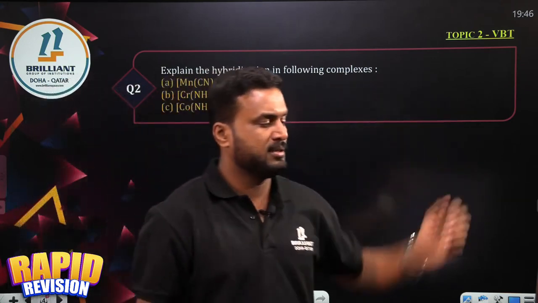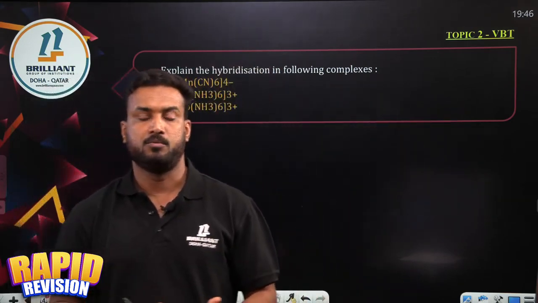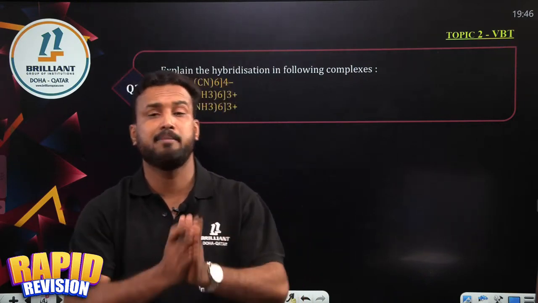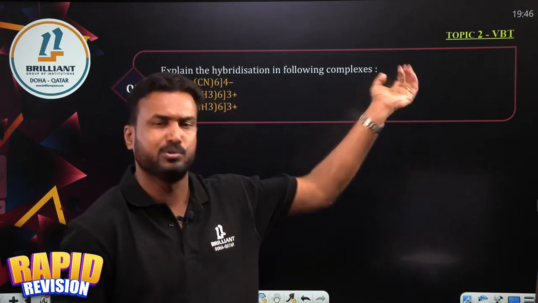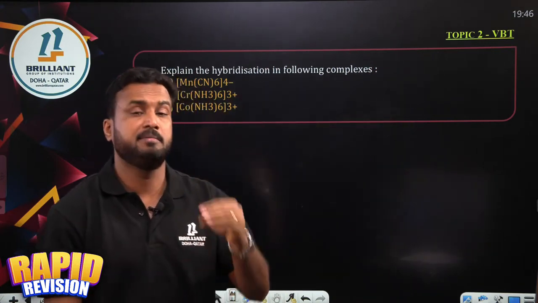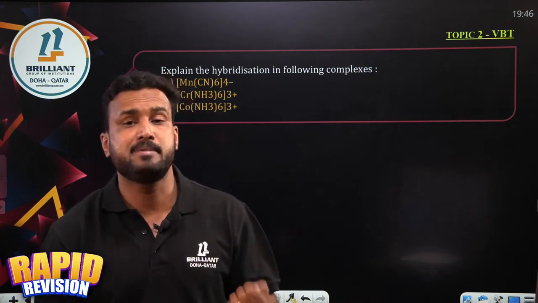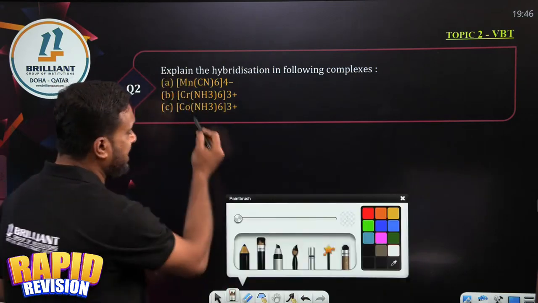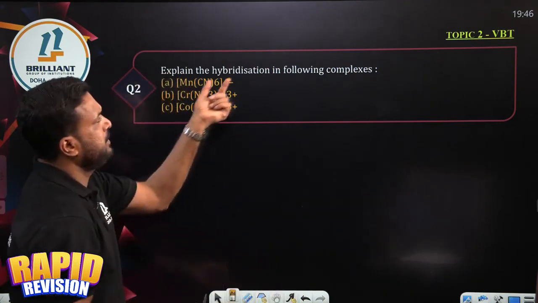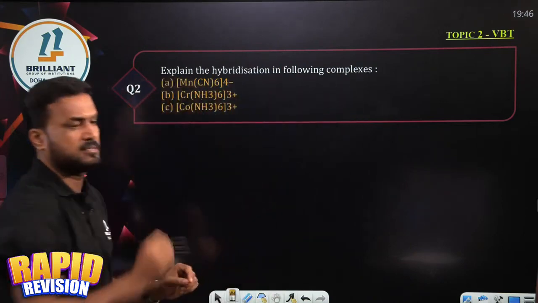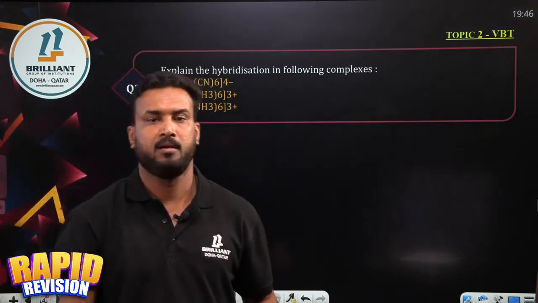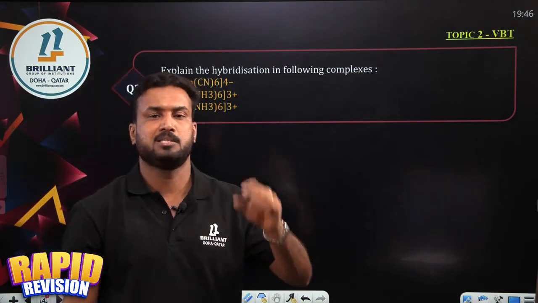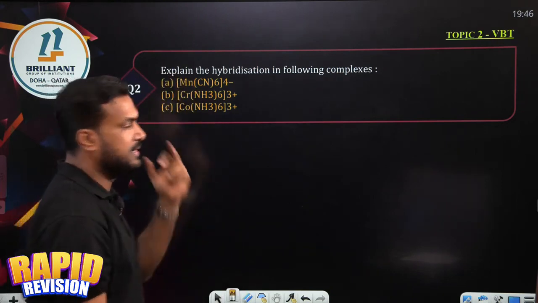See, another very important topic, VBT. Valence bond theory is used to predict hybridization and magnetic property. What is VBT? VBT theory is used to explain hybridization and magnetic property of complex compounds. So we have 3 compounds to explain hybridization in the following complexes. Even we can say the magnetic property, how to predict the magnetic property if you are able to find out the hybridization.